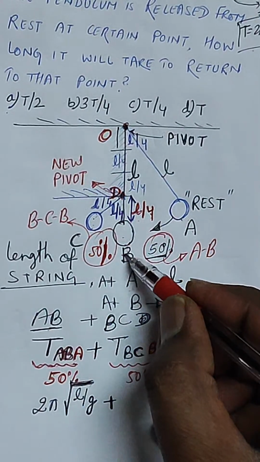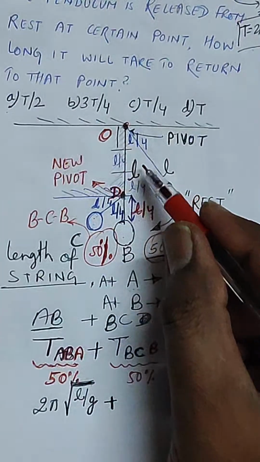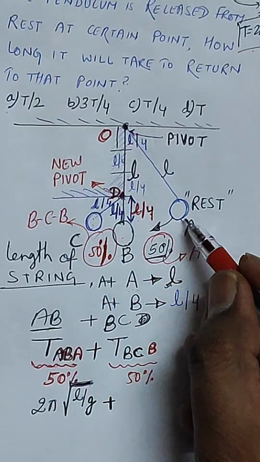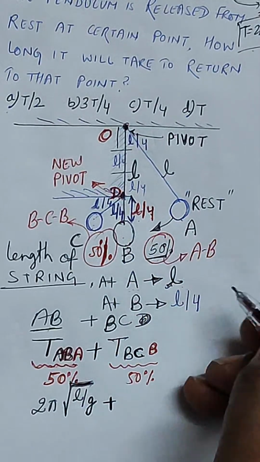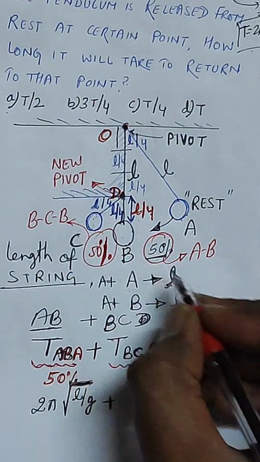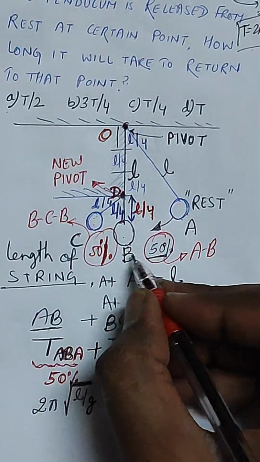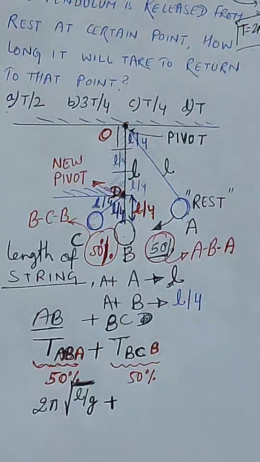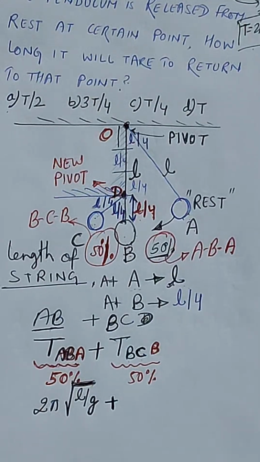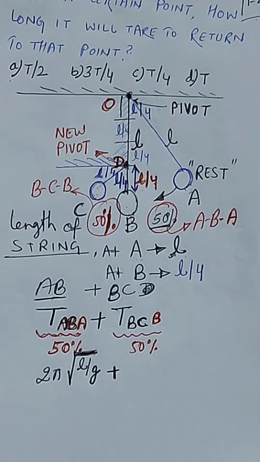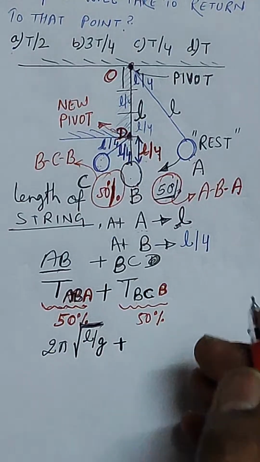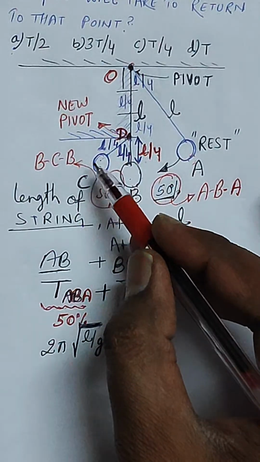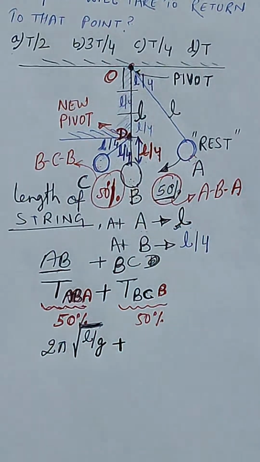Then from here the baton is handed over to this section, and now the entire length of the string will be L. The remaining 50% of the oscillation will happen for this section, right? So A to B, then B to C, then C to B, then B to A. So A, B, A is happening, right? I want to explain it again, my dear friends, that this oscillation is happening like this: A, B, B to C, C to B, B to A.